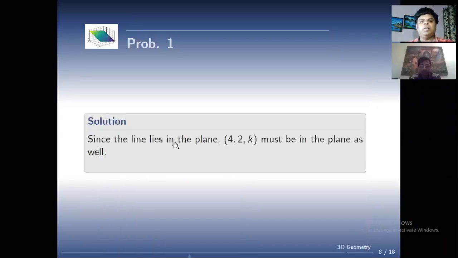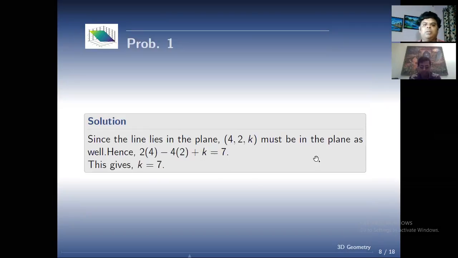Since the line lies in the plane, 4, 2, k must be in the plane as well. So that means I can plug in for x 4, I can plug in for y 2, and I can plug in for z k in the equation for the plane. So 2x minus 4y plus z equals 7. So if I do this, k is going to be equal to 7. That solves the problem, the first one.